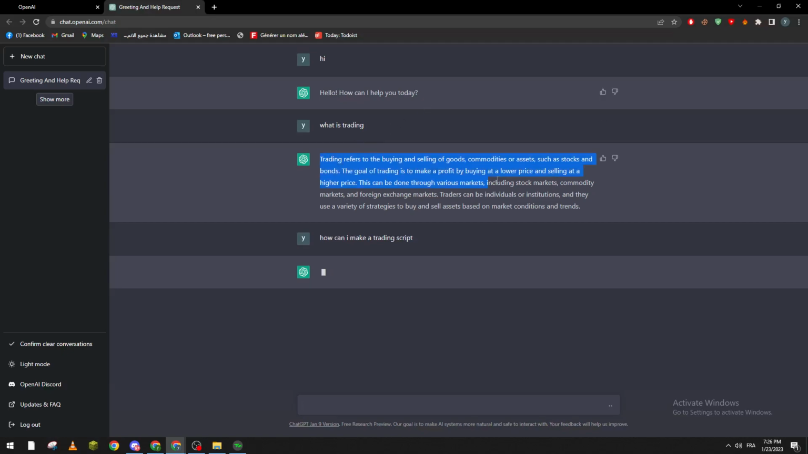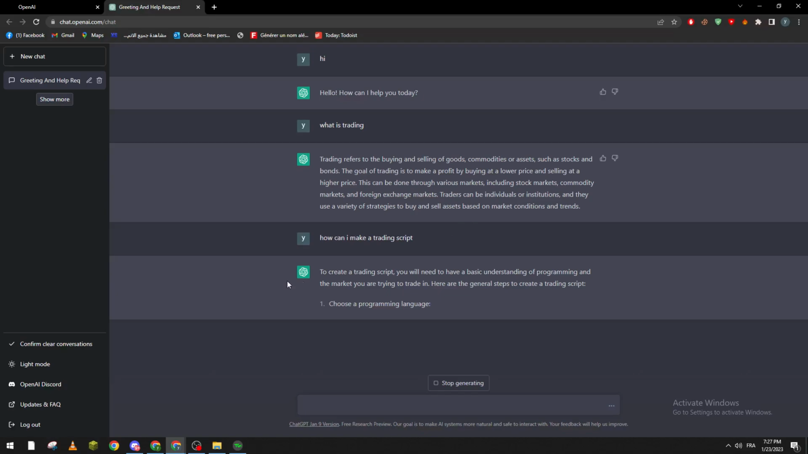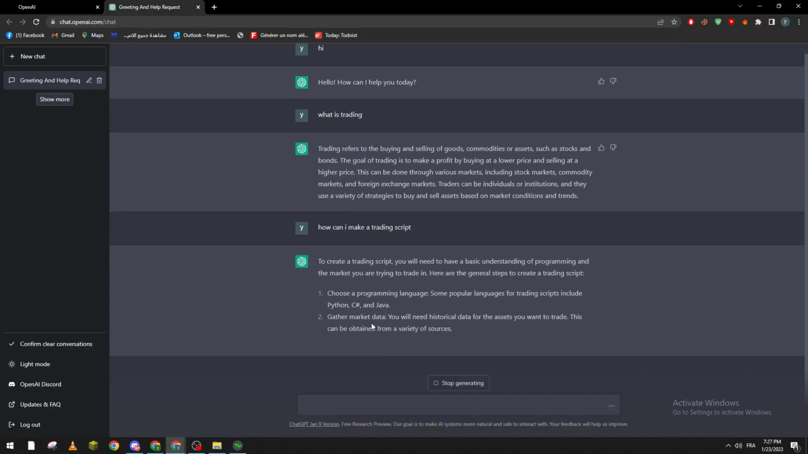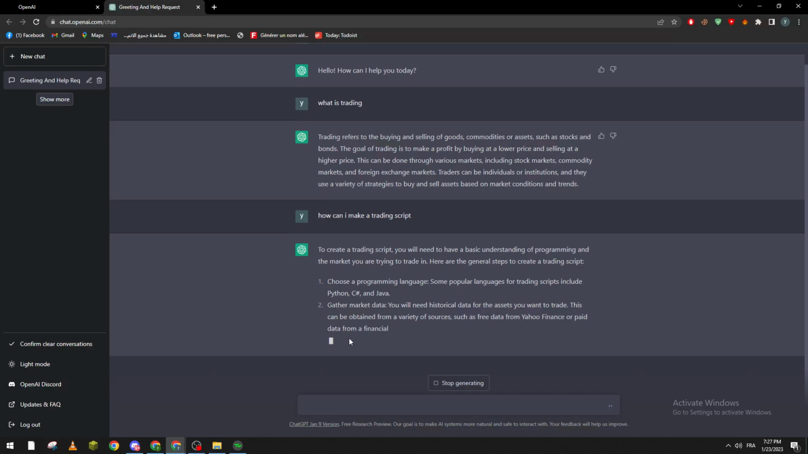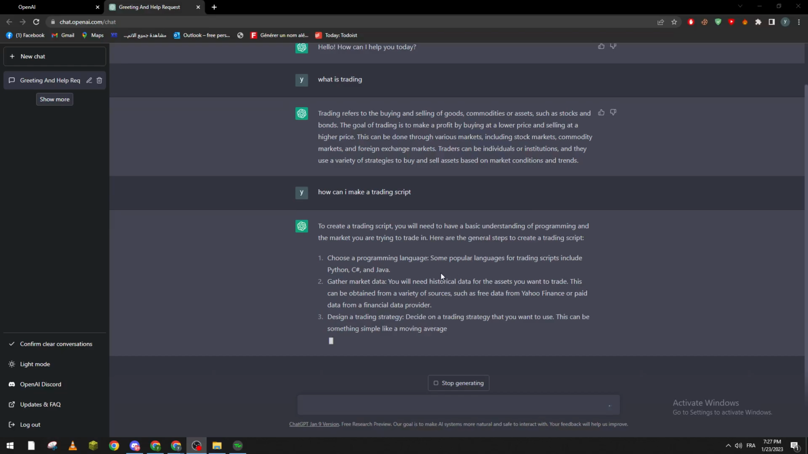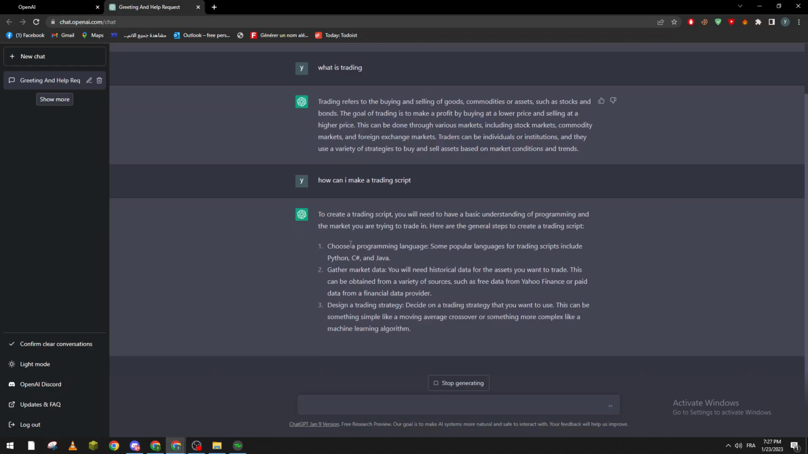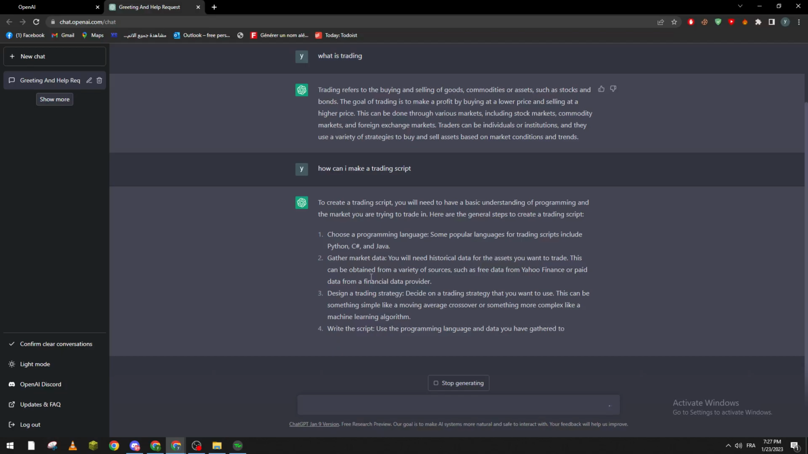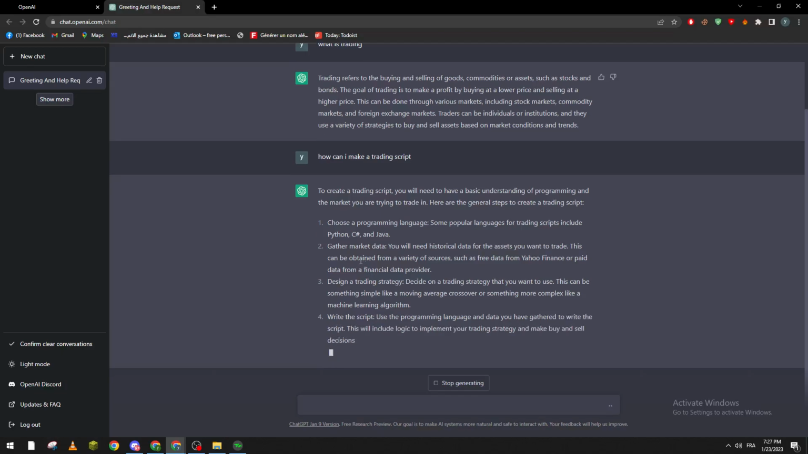So trading, here is some information about trading. Trading refers to the buying and selling of goods, commodities or assets such as stocks and bonds. The goal of trading is to make profits by buying at a lower price and selling at a higher price. So now, to create a script, choose a programming language. Some popular languages for trading scripts are Python, C# and Java. Gather market data, and so on, down the list of tips that it can give you, but by the end it will not be able to give you the script itself because it is too difficult for this AI to make for you.